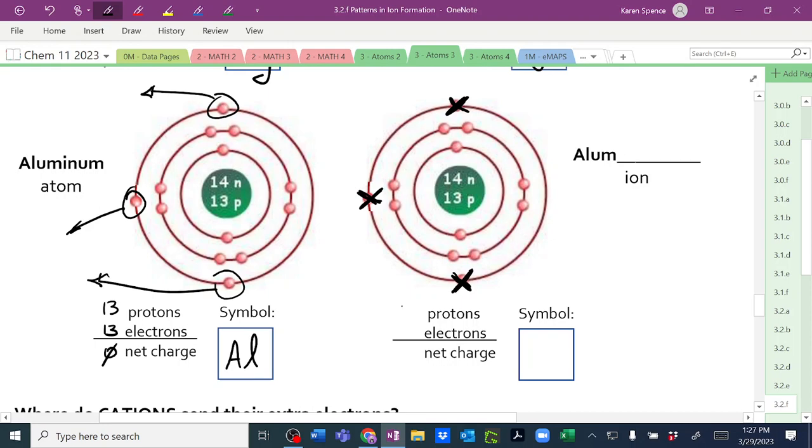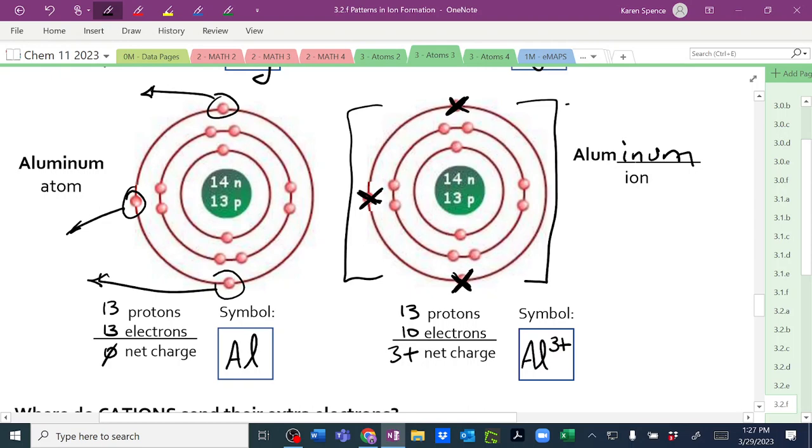We have 13 protons and how many electrons now? 10. So our net charge is 3+. So our symbol is now Al, 3+. And what do I have to do to the name? Nothing, just aluminum, or aluminium if you happen to be from anywhere other than Canada or the US. And finally, brackets and 3+. Hooray! Okay.